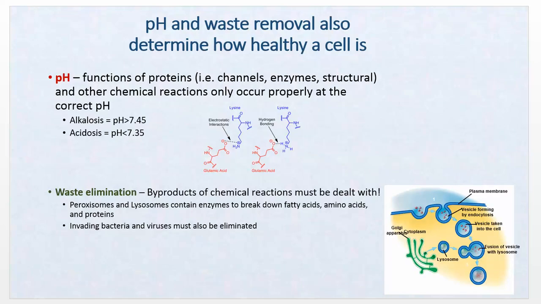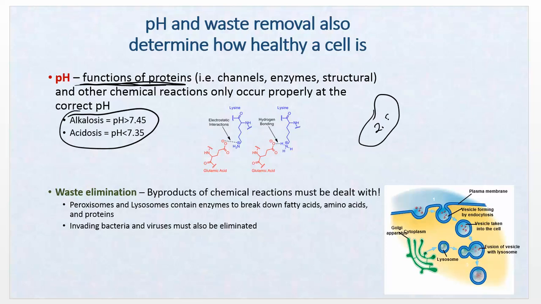Okay, so again, going back to pH, pH and waste removal determine how healthy a cell is. The function of proteins is ideal at their predetermined pH. Now, I say predetermined because usually when we're talking about blood, we want to be in this range, 7.35 to 7.45. But in the stomach, where the pH is about 2, there are enzymes that work ideally. They like a pH of 2. Okay, that's where they function the best.